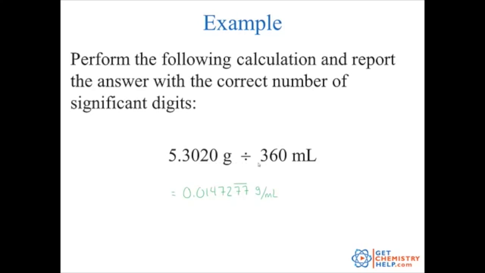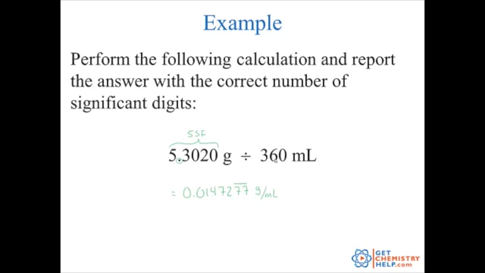Okay, so multiplication and division, got to figure out what was the fewest number of significant digits. So this one, how many does it have? Well, the 5, the 3, the 0, the 2 definitely are. How about this trailing 0? Well, trailing zeros are significant if there's a decimal, and there is. So all of these are. So this is 5 significant figures.